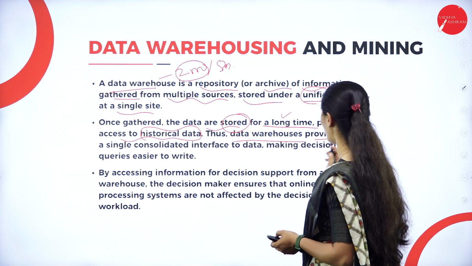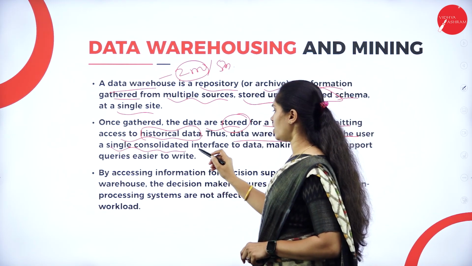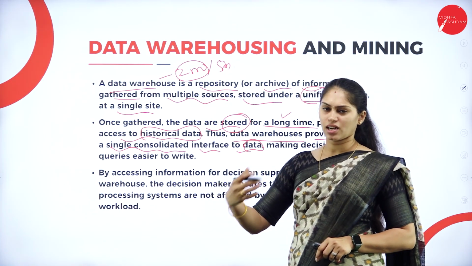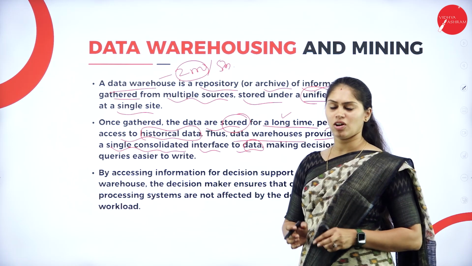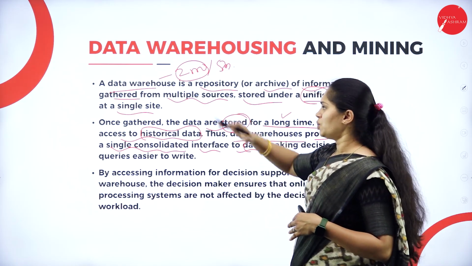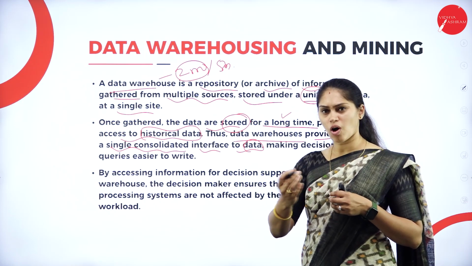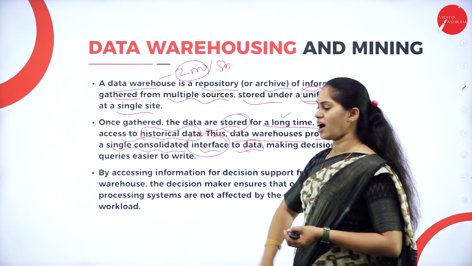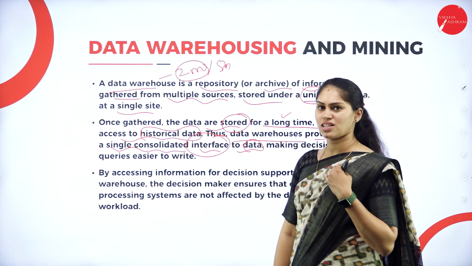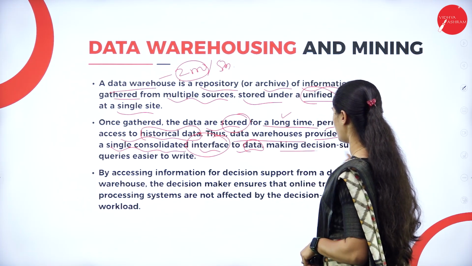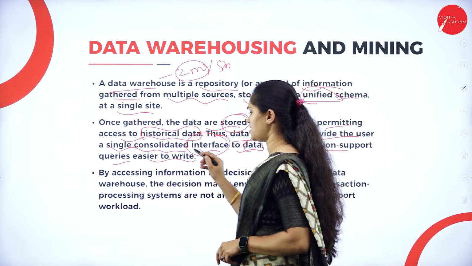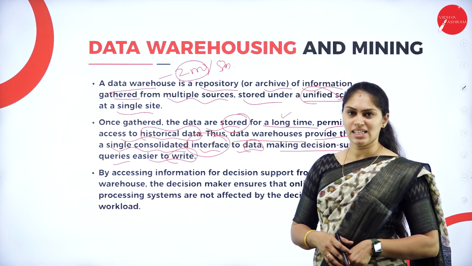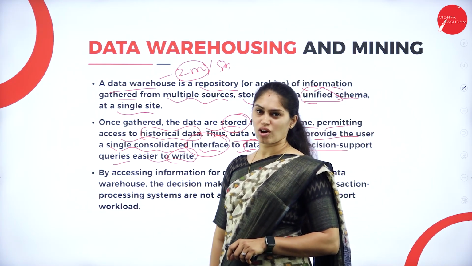The data warehousing provides the user a single consolidated interface to the data. So I need not have a Twitter account, YouTube account or Instagram account. Instead, if I have this one account, with the help of that I can fetch all the details. That is what we are trying to do: have a consolidated interface to access the content of everything, making decision support queries easier to write. If we get everything under a single roof, that would be easier instead of visiting each shop separately.